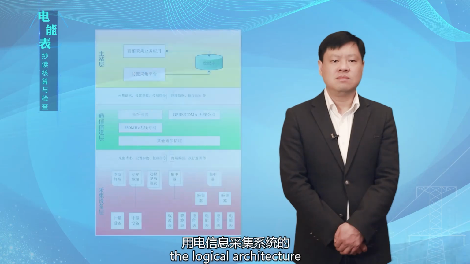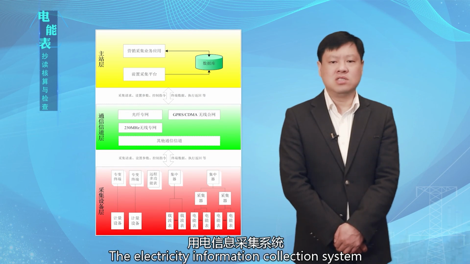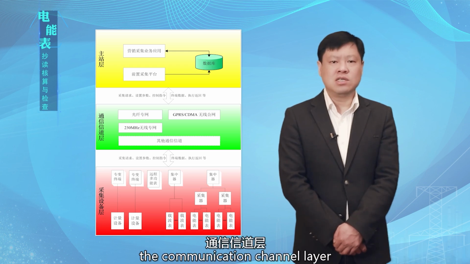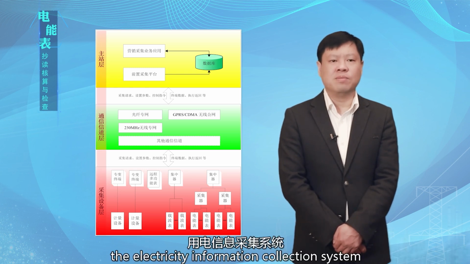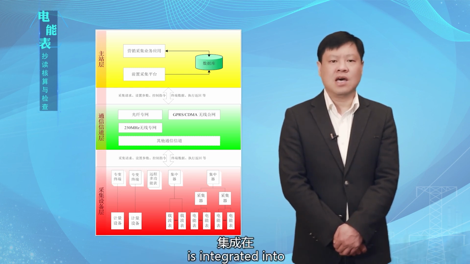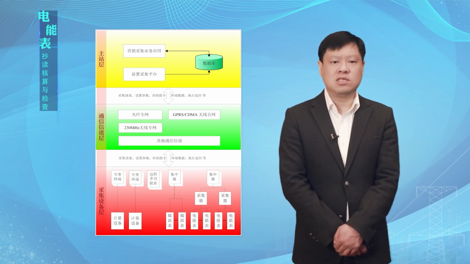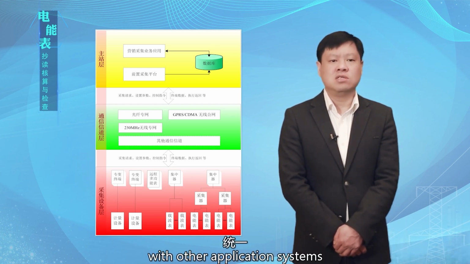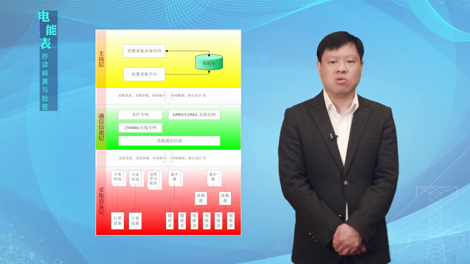This is the logical architecture of the electricity information collection system. It is logically divided into three levels: the main station layer, the communication channel layer, and the collection equipment layer. Since the electricity information collection system is integrated into the marketing SG186 application system, data interaction with other application systems is unified by the marketing system through interfaces.